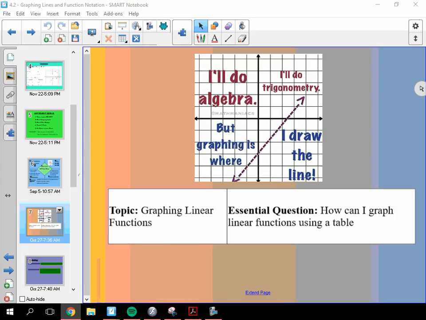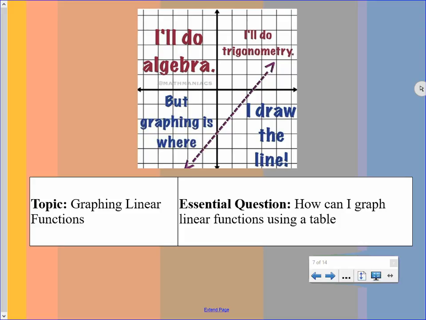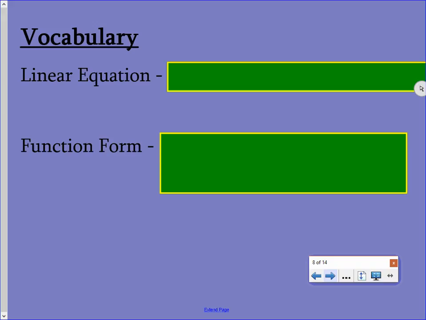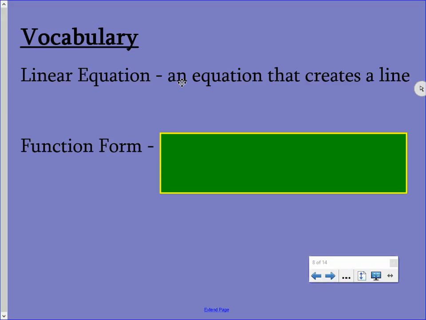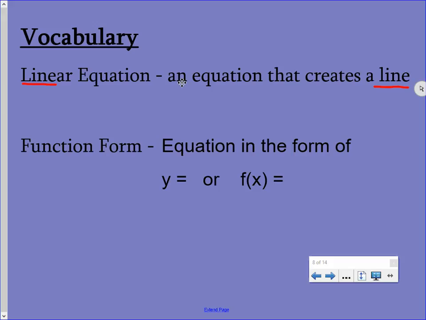Function. So our essential question is, how can I graph linear functions using a table? Vocabulary: linear equation, an equation that creates a line. It creates a nice straight line. If you look at linear, the word line is in the word linear. So that's a reminder that a linear equation creates a line. Function form: an equation in the form of y equals or f of x equals.